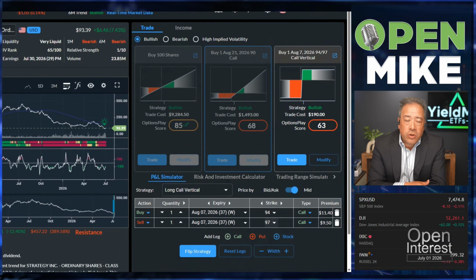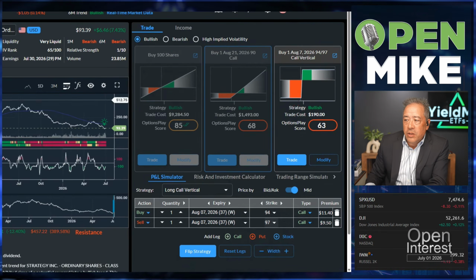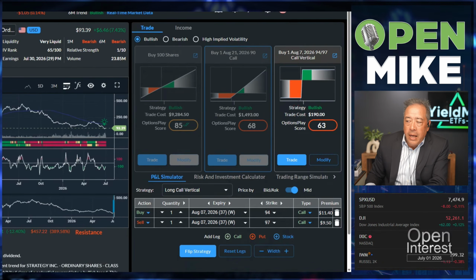So could it get worse? Sure. But do you want to be naked short something like this that was trading up in the neighborhood of 475 and is now trading for $94? I don't know that you really want to do it.